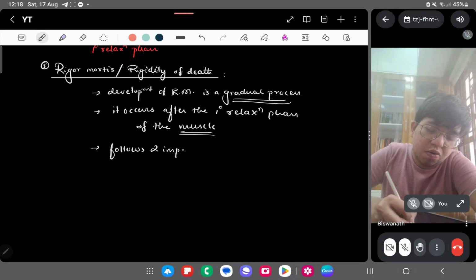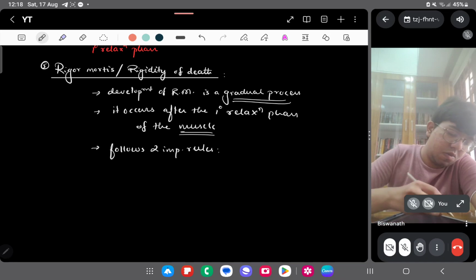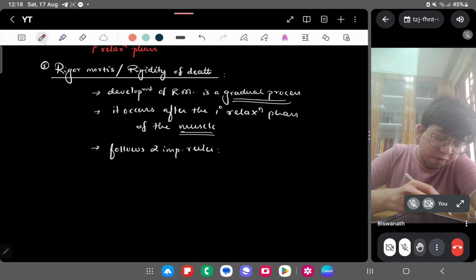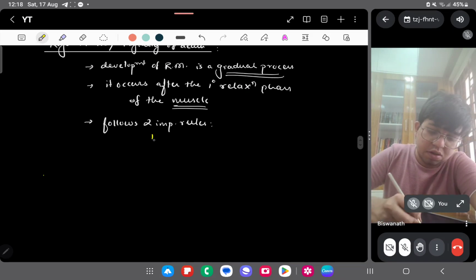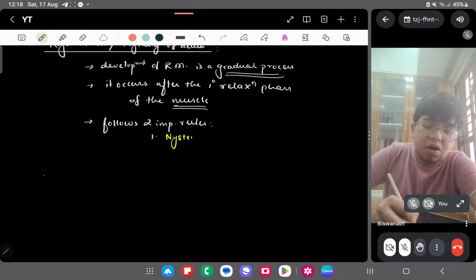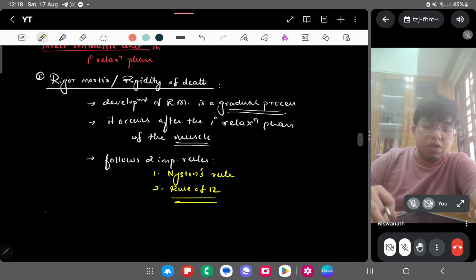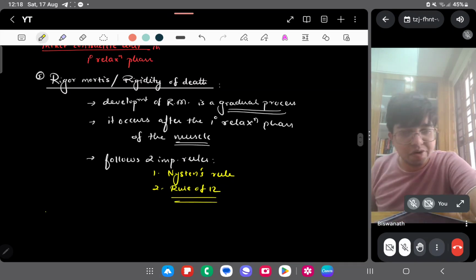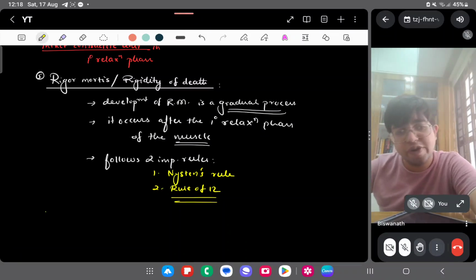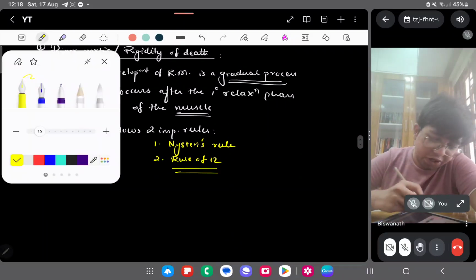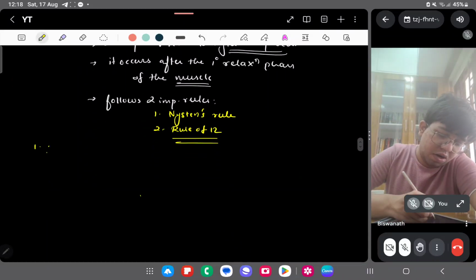And it follows two important rules. I'll suggest you all make notes along with me. Nystag's rule and rule of 12. So this rigor mortis follows two important rules, one is Nystag's rule, and one is called the rule of 12. Rule of 12, I told you earlier, we'll write it. Let's come to our first rule, that is Nystag's rule.